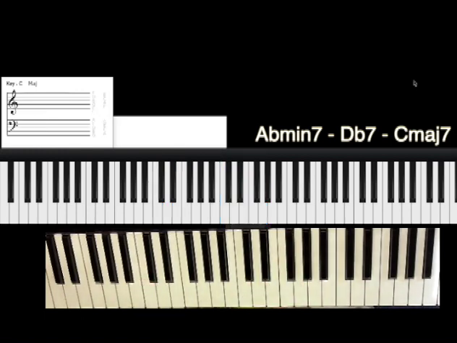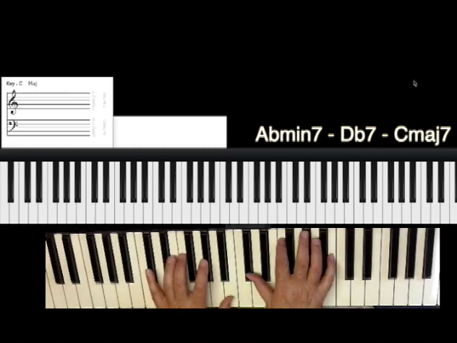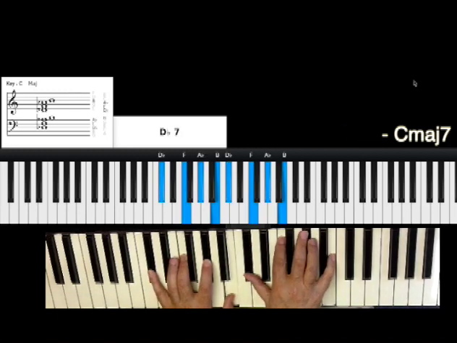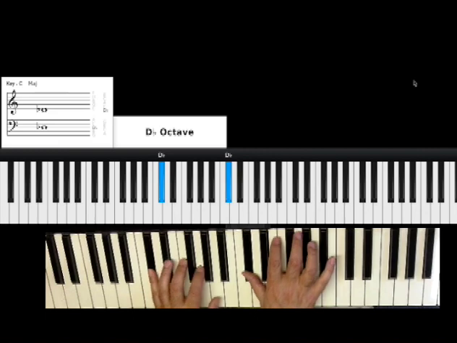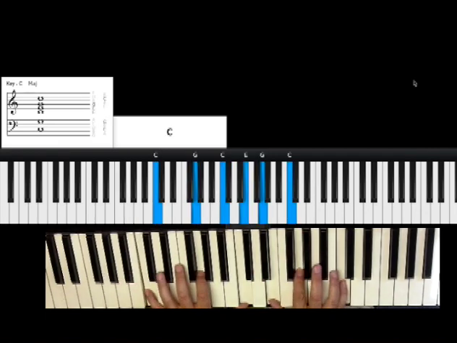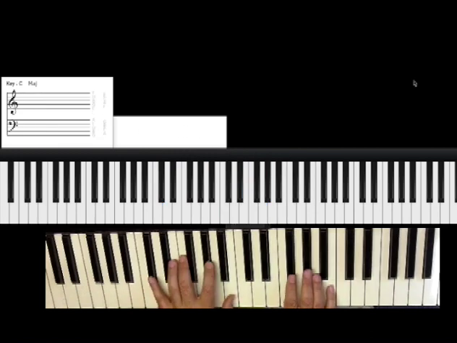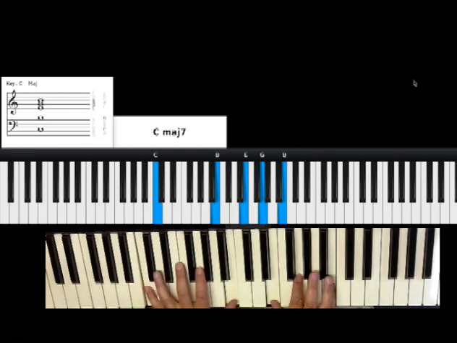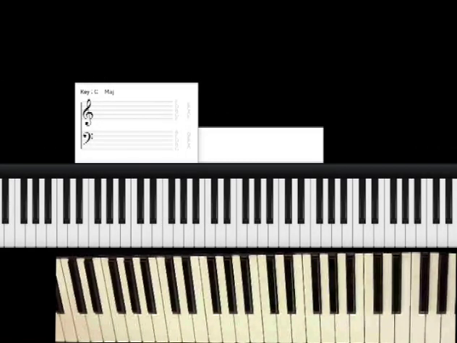And it's worth pointing out that this D flat 7th is a tritone substitute of G7. Now E flat 7 down to the C major 7th. Here are two more options.